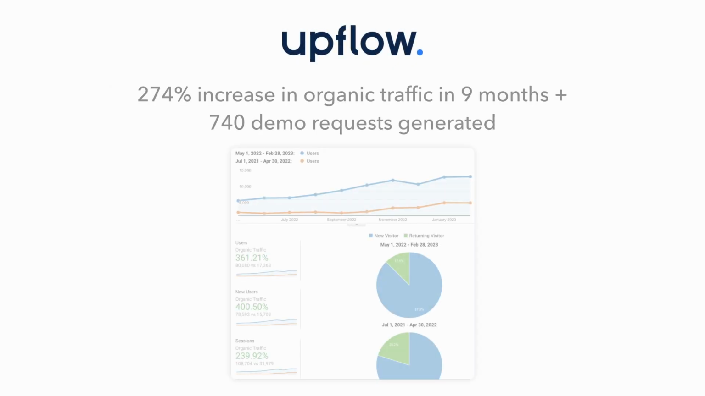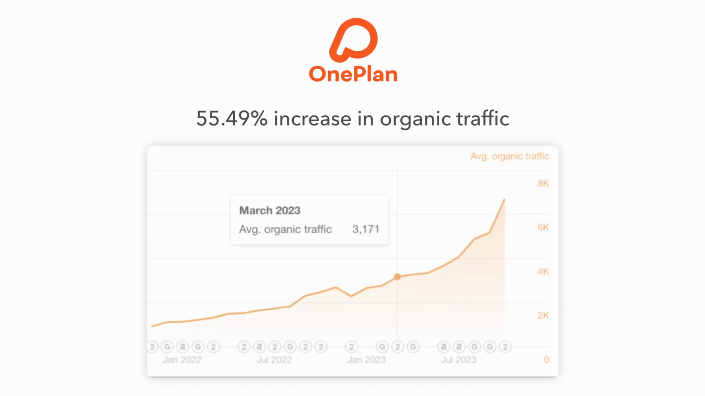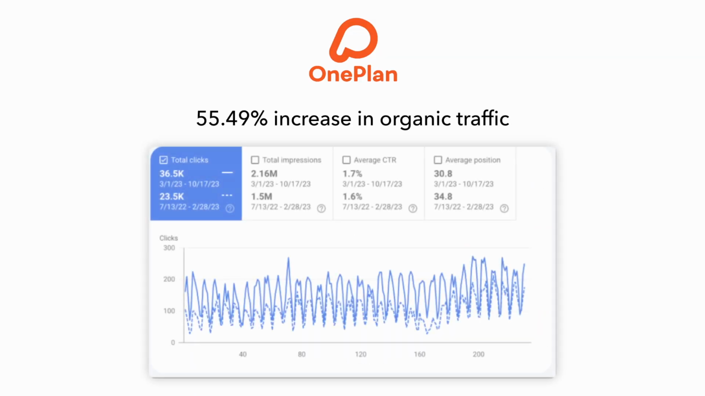We also helped Upflow, which is a fintech SaaS, see a 274% increase in organic traffic in just 9 months and generating 740 demo requests directly from organic traffic during our campaign. We helped OnePlan, which is event planning software, achieve a 55.49% increase in organic traffic with consistent delivery of quality referring domains and technical SEO improvements, including a successful site migration.